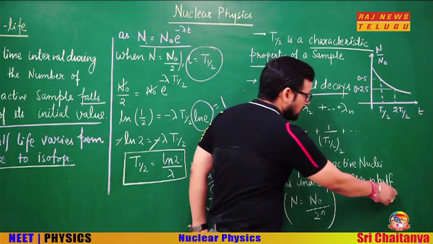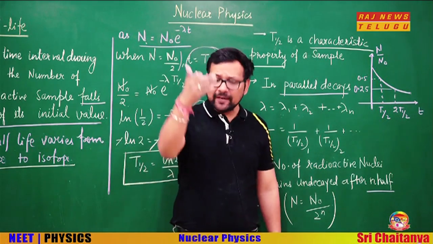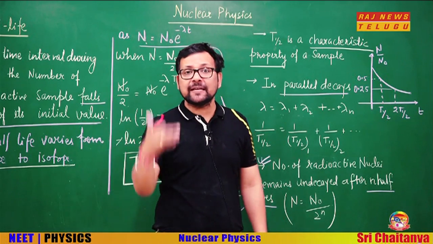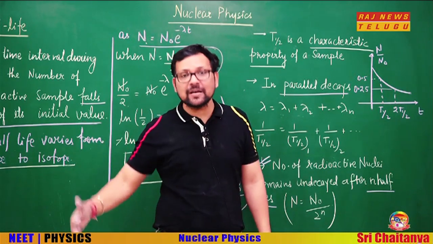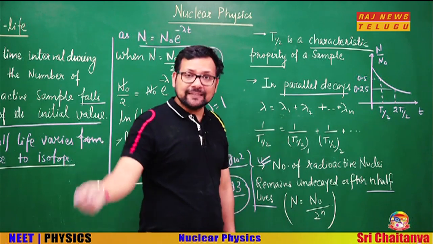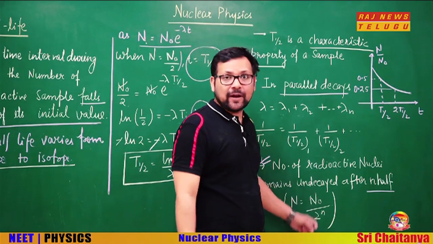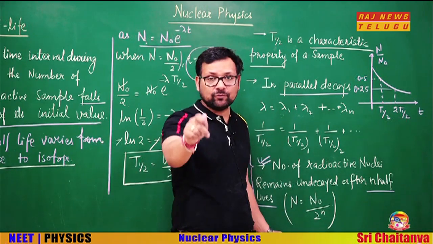After n half-lives, it means after the first half-life, N naught by 2; after the second half-life, N naught by 2's half, that is N naught by 4; after the third half-life, N naught by 4's half, N naught by 8. In that way, after small n half-lives, this is N naught divided by 2 raised to power n. This is a very important formula for objective questions.